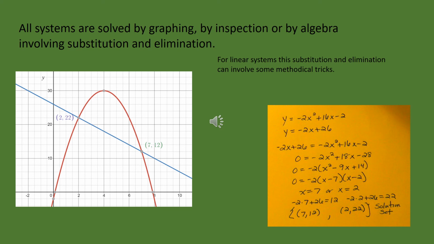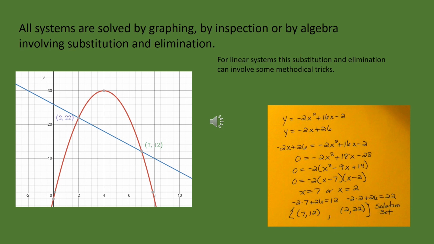All equations can be solved by graphing. In this case, you can easily read off the grid (2, 2) and (7, 12) are the solutions to this system of a parabola and a line. When the numbers are messier, that's harder to do. You can solve by inspection. By inspection, we mean that you look at the equation and just kind of reason out what numbers plug in and work. Again, the cleaner the system, the easier that is to do. Or you can solve by doing algebra using some form of substitution and elimination.